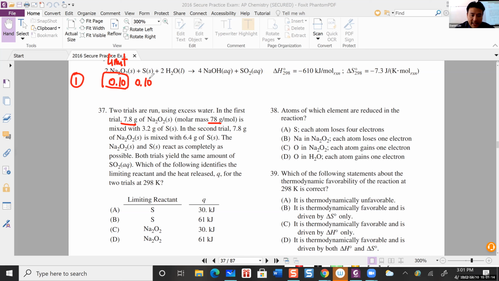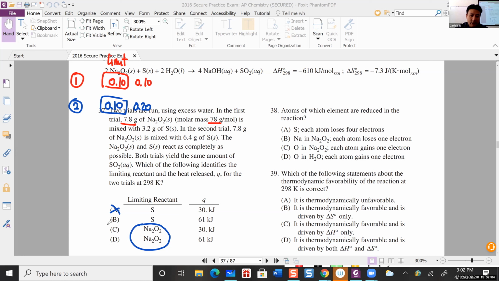Do you see that trial two? I'm going to use a different color, blue. You have 7.8 grams, same thing, 0.1 moles. And sulfur is 6.4 grams, that is 0.2 moles, with molar mass 32, right? So now, who's limiting? You see, still the limiting reactant is Na2O2. So the question says both trials yield the same amount of SO2, which identifies the limiting reactant and the heat released, right? So we know the limiting reactant is Na2O2, so it has to be C or D.